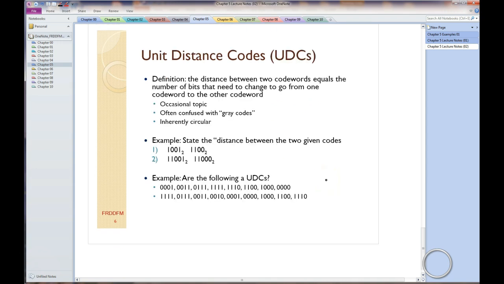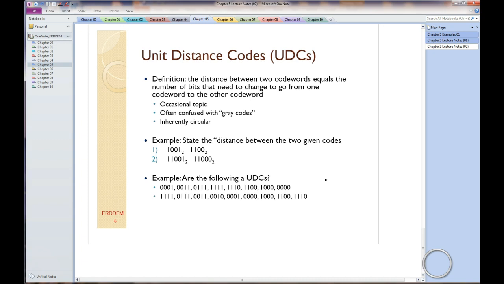The last code here is unit distance codes. We don't really use those that much. They come up sometimes, and certainly once again in an interview, so you've got to know them. It's a simple idea. It's very useful in some fields, but not in straight digital design. Oftentimes these unit distance codes are called Gray codes, which is not exactly true. Gray codes have another special property that we don't need to mention now.